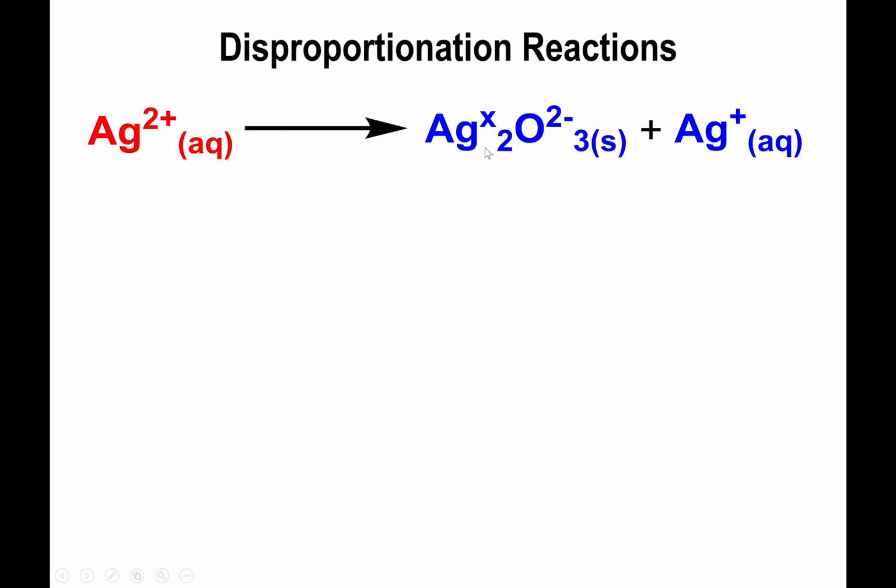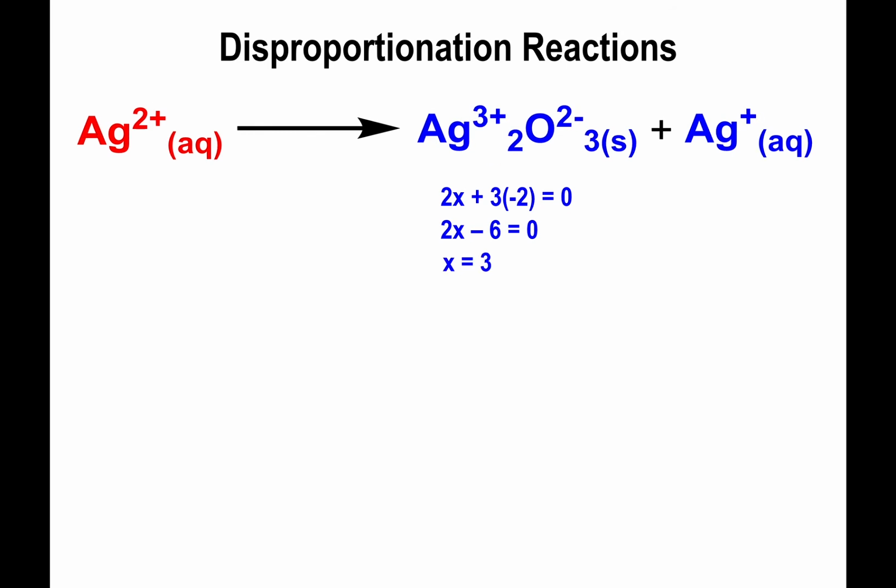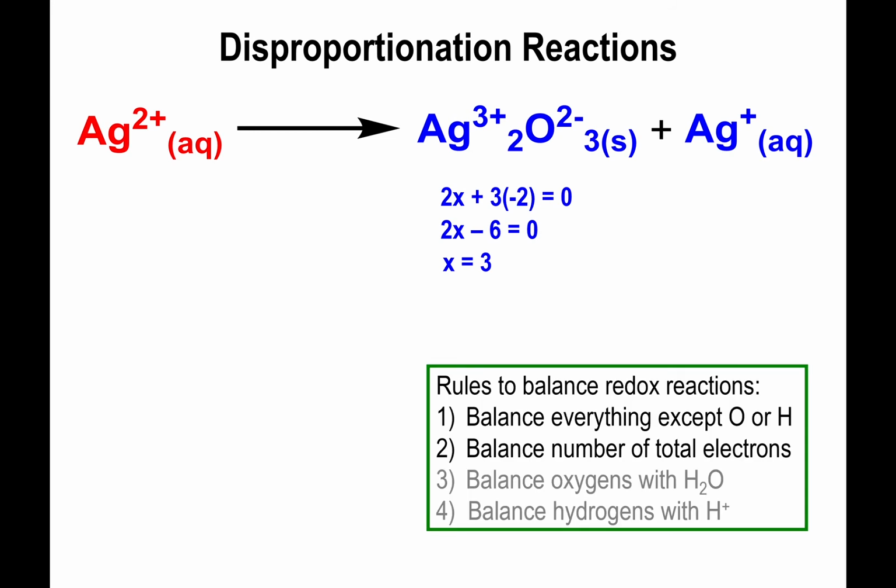So you have to figure out the charges that you're dealing with. And so for Ag2O3, the oxygens have a 2 minus charge. Silver has a charge of X. The whole thing is neutral. 2 times X plus 3 times minus 2 has to equal 0, which means that 2X is equal to 6, which means that X is equal to 3. All right, now, what you basically do is you balance anything that's not oxygen or hydrogen.